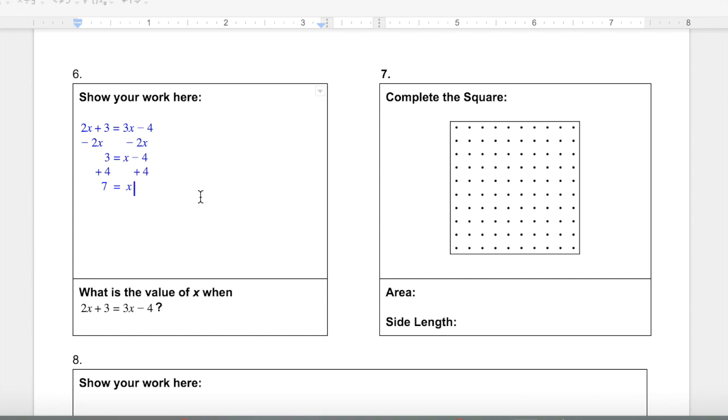Actually, no. Once you know that 7 equals x, you need to go ahead and plug that in. 2 times 7 plus 3 equals 3 times 7 minus 4. You want to check your work. So 2 times 7 is 14 plus 3 equals 21 minus 4. Let's scoot this over. And then we add those together. 14 plus 3 is 17, and 21 minus 4 is 17. So if this equals out, then you know it is true. So you can put your answer down here, that x equals 7.